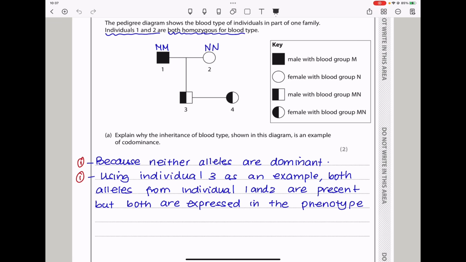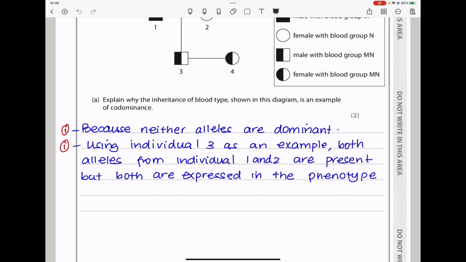This is quite easy. Because neither allele is dominant, or we could say both alleles are expressed. So when we use individual 3 as an example, both alleles from individual 1 and 2 are present, and both are expressed in the phenotype.